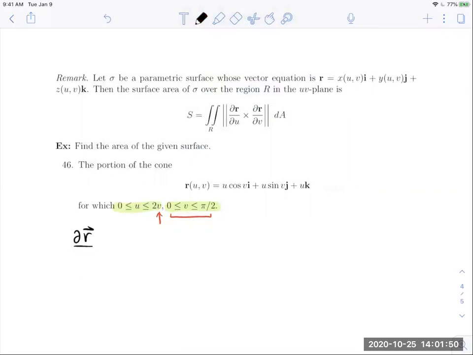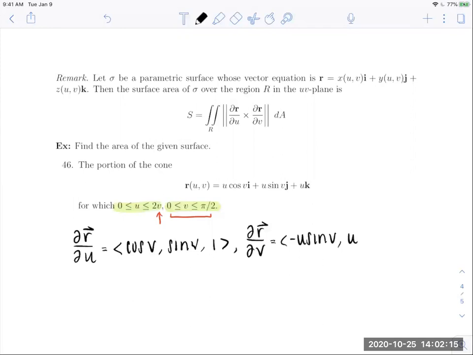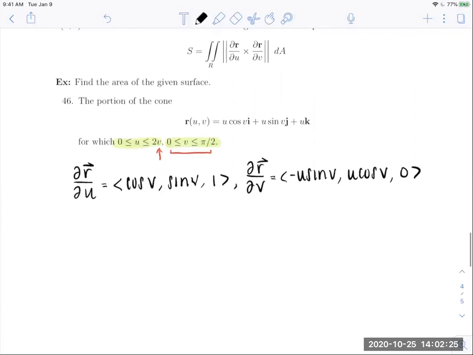So I'm going to compute del r del u first and foremost. That's going to give me a cosine v, a sine v, and a 1. And similarly, I'll find del r del v. That's going to give me a negative u sine v, a u cosine v, and a 0 there in the third component. Next, I'd like to compute the cross product since that's part of my integrand.